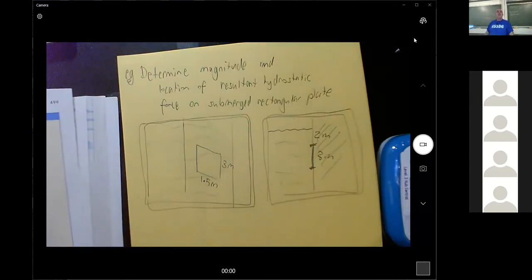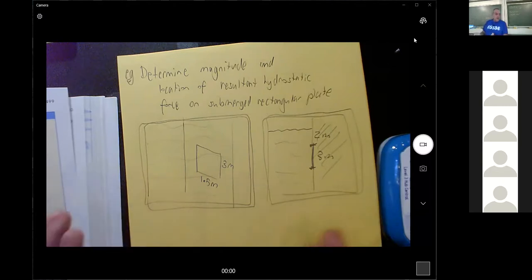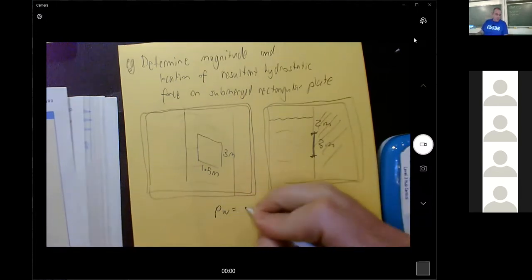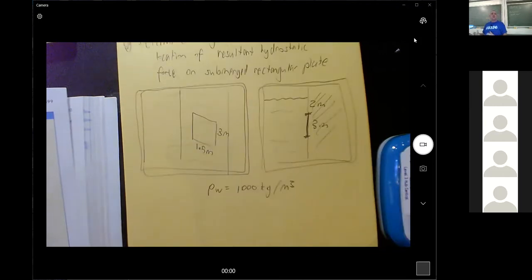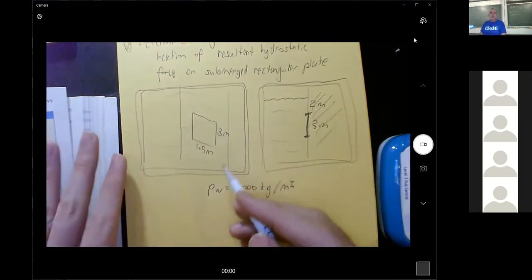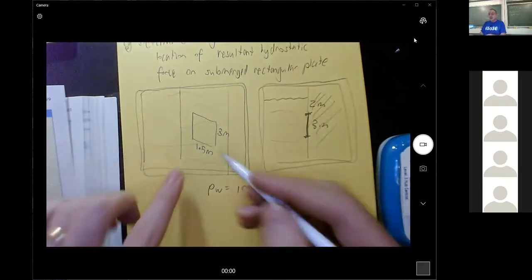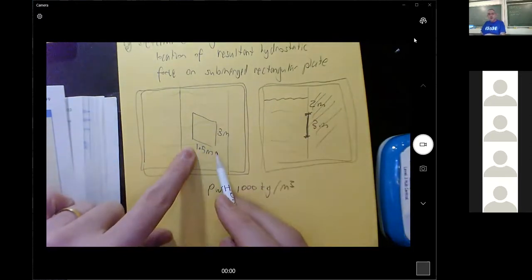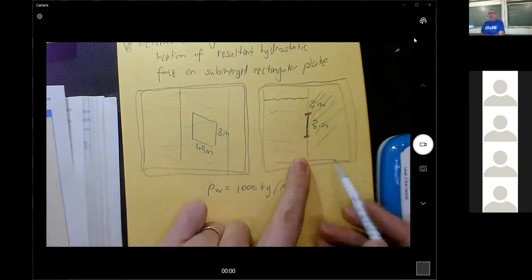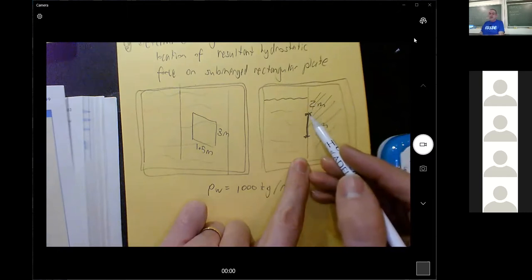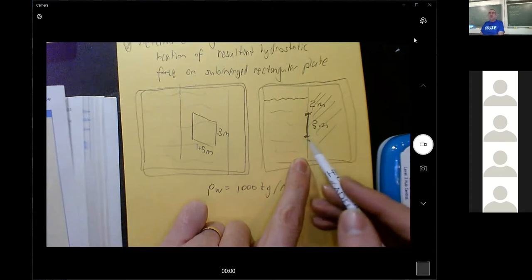Okay, this one says, determine the magnitude and the location of the resultant hydrostatic force on the submerged rectangular plate here. And the density of the water is 1,000 kilograms per meter cubed. So the picture here is saying, here we are underwater, and there's a wall under the water here, and the plate is underwater and it's 1.5 meters wide and 3 meters high. But then from the side view, this is what the concrete looks like, and it's 2 meters down from the water level and then 3 meters down to the bottom of the plate.